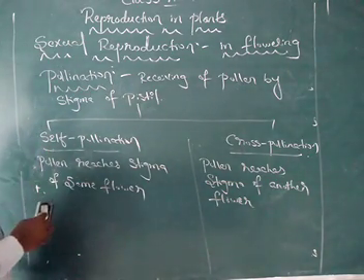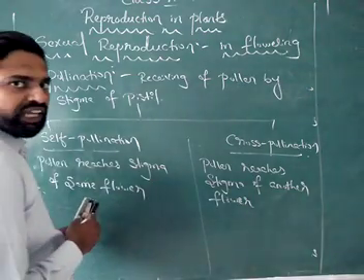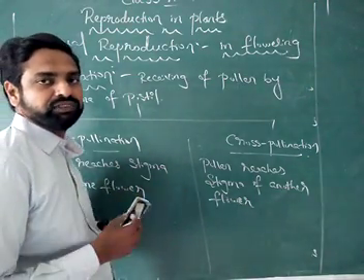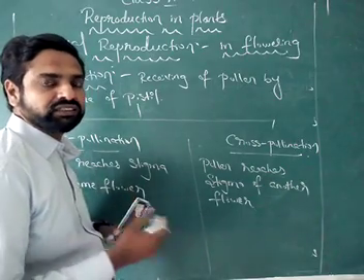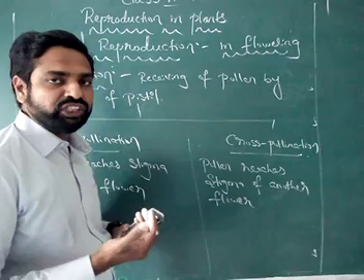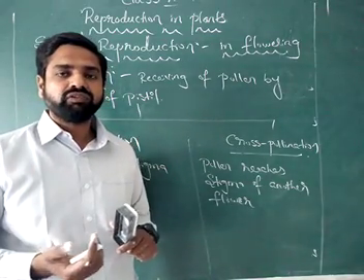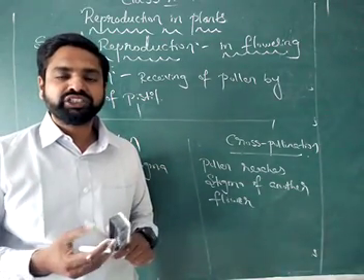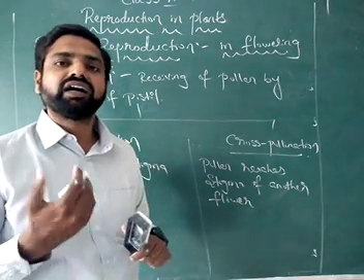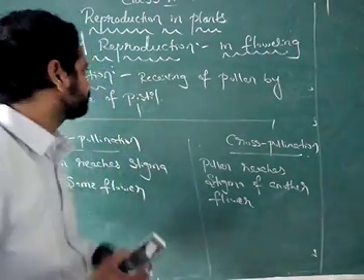Now, in order to have pollination, some pollinating agents are helpful. The agents that help pollination are called pollinating agents. The pollinating agents are wind, water and insects.